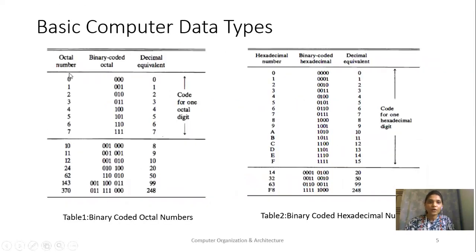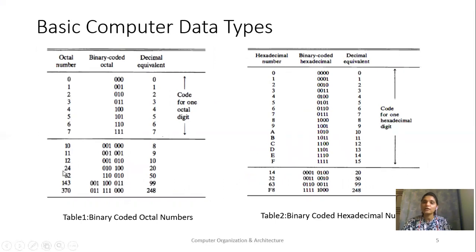For example, you have octal numbers 0, 1, 2 up to 7. Then each has its equivalent binary: 0 has 000, 1 has 001, 2 has 010, and 7 has 111. Okay, like this. Now, what if you want to represent a number like 24? How can you represent this?